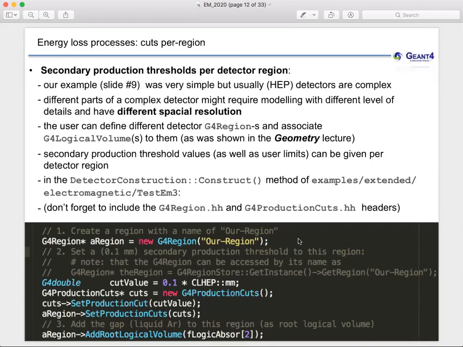So when you set a production threshold, by default, there is a region that's the default world region. Even if you don't define any region, there will be one region. This is the default world region. All your detector is inside this region. And when you set a production threshold, then you set it actually for this region, which means for all your detector. However, there is the possibility to introduce your own region.